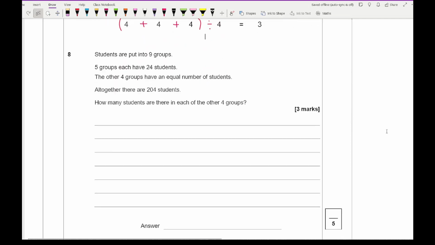Moving on to question 8, it says students are put into 9 groups. 5 groups each have 24 students, and the other 4 groups have an equal number of students. Altogether, there are 204 students. How many students are there in each of the 4 groups?